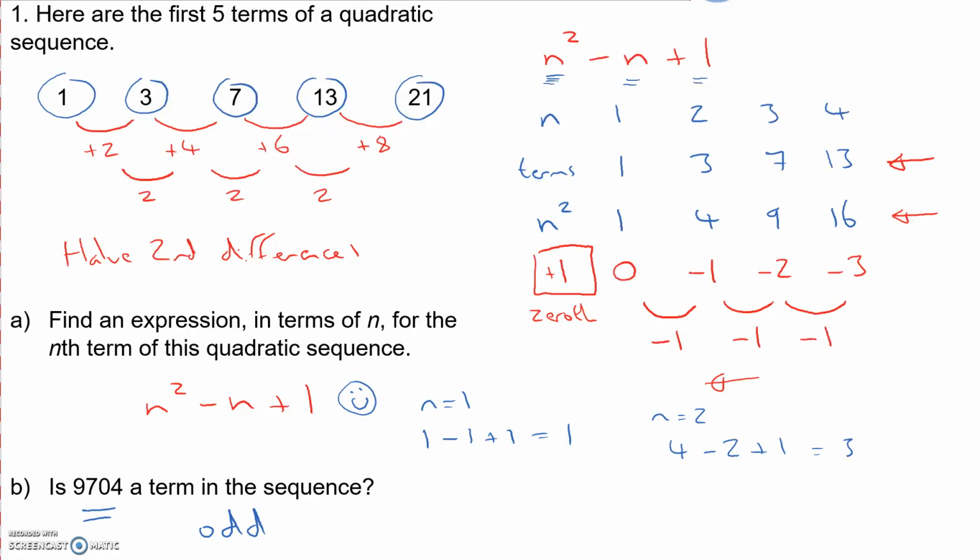So is 9704 a term in the sequence? No, because all the terms are odd. And clearly 9704 is not odd, it's even. So we're done. So just a bit of thinking and looking.